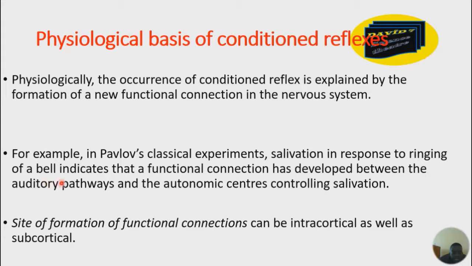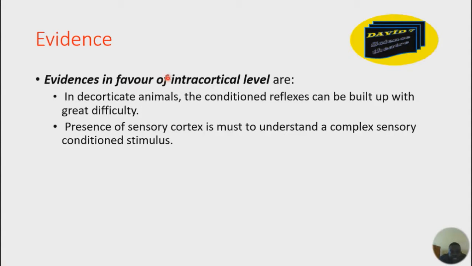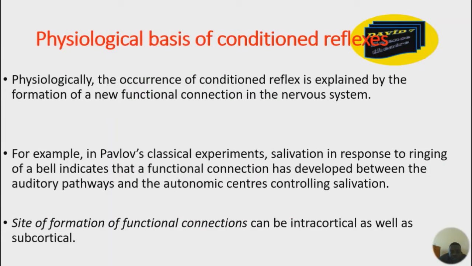Okay, so site of formation of functional connections can be intracortical and also can be subcortical. So evidence for that. Evidences in favor of intracortical level are: in animals that lack cortex, in the decorticate animals, the conditioned reflex can be built up with great difficulty. Presence of sensory cortex is a must to understand a complex sensory conditioned stimulus. So these two are evidence of the fact that intracortical functional connections are made.